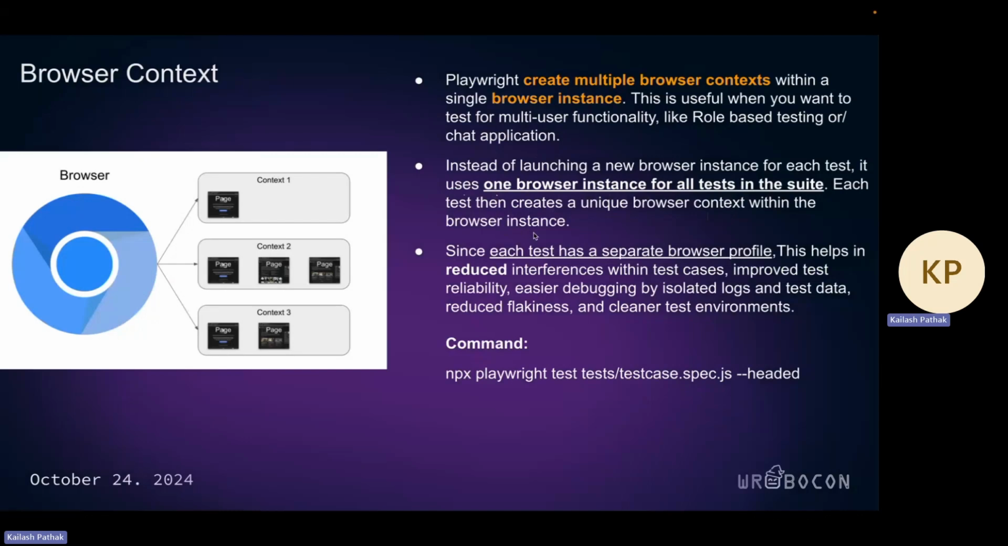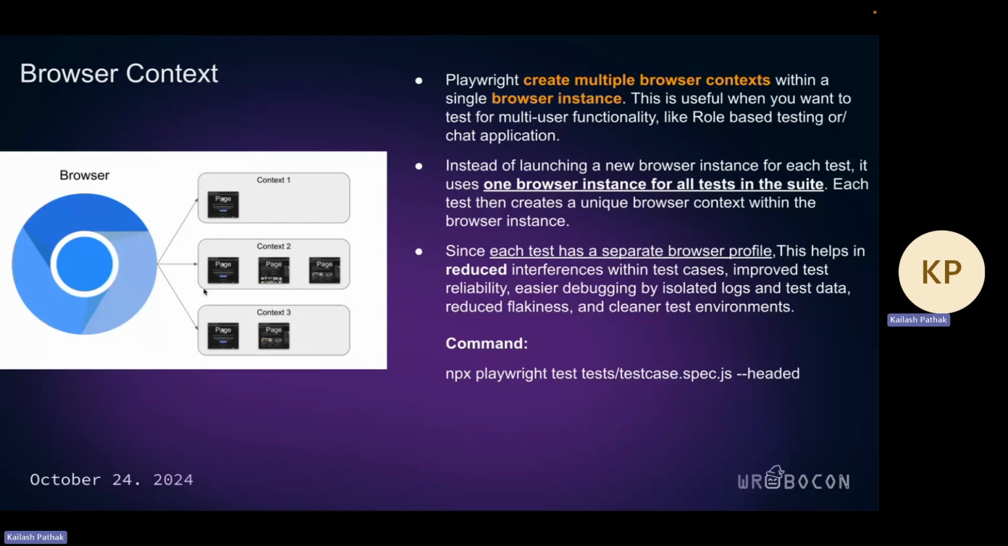Suppose I want to test three applications at a time. In the traditional system I would have to launch three browsers, but Playwright has the browser context concept. Using a single browser instance, you can create three contexts. In context one, you are running, say, application one. In context two, you're running an application where you are logging in and adding an item to the cart. In the third context, suppose you are accessing some other application where you are searching and doing some other action.